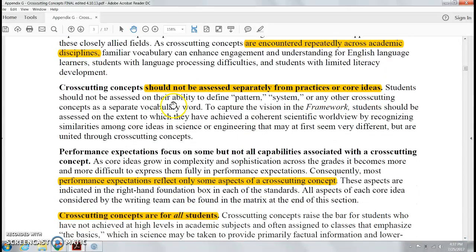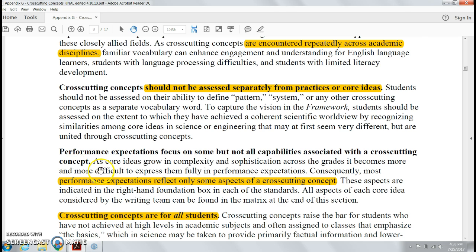Now, it's very important to know that the cross-cutting concepts should not be addressed separately from the practices or core disciplinary core ideas. That's why all of the disciplinary core ideas, which are our standards, have the cross-cutting concepts and the science and engineering practices as part of that standard. So they're not a separate entity. You don't have to teach somebody just how to analyze patterns. They're analyzing patterns at the same time that they're learning content where they need that particular skill.